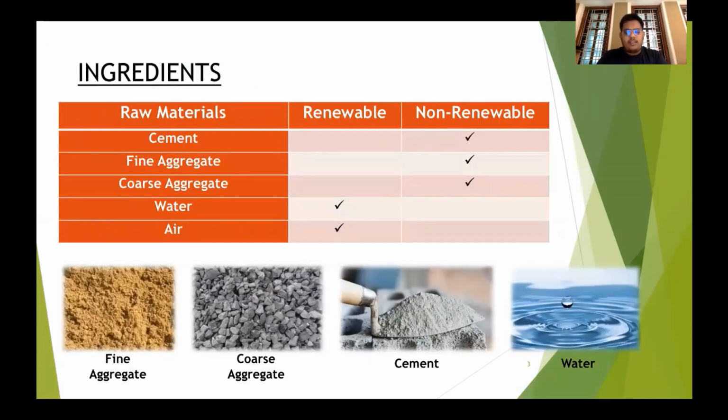Next, the ingredients. We have categorized the raw materials as renewable and non-renewable, in which cement, fine aggregate, coarse aggregate fall into the non-renewable category, while the water and air come under the category of renewable raw materials.